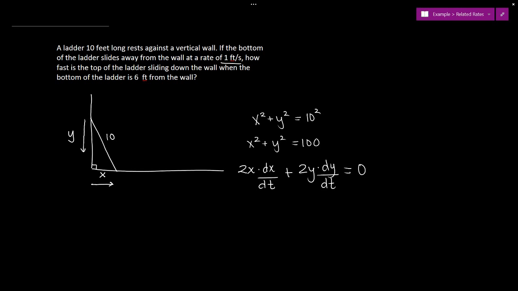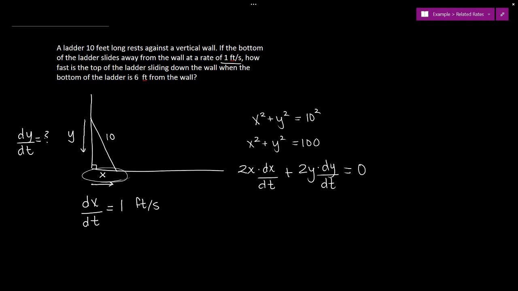The bottom of the ladder is sliding away from the wall at a rate of 1 foot per second. That's the change of x that they're talking about. So x is increasing as the bottom of the ladder is sliding to the right. So the rate of change of that x variable, which is dx/dt, is 1 foot per second. Okay? What they're asking for is how fast is the top of the ladder sliding down the wall, so how fast is y changing? That is dy/dt. That's what they're asking for. So that's what we're trying to solve for.